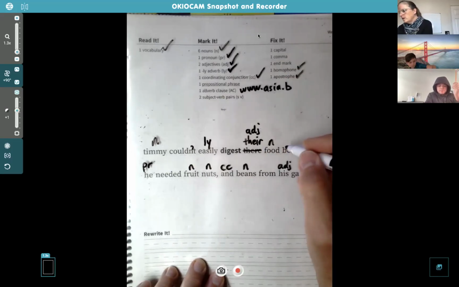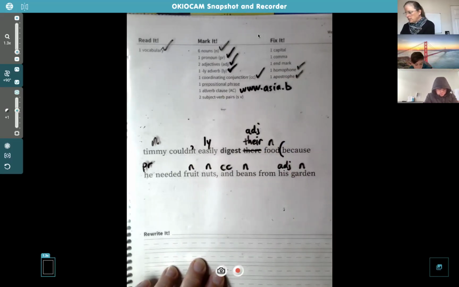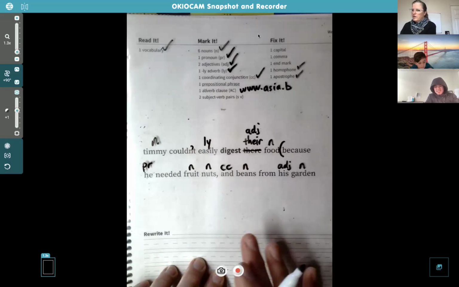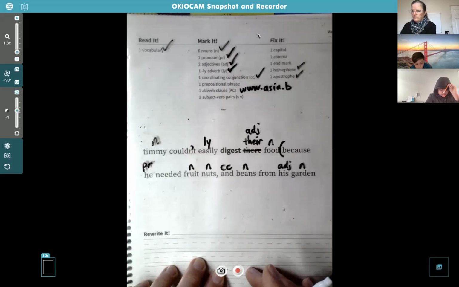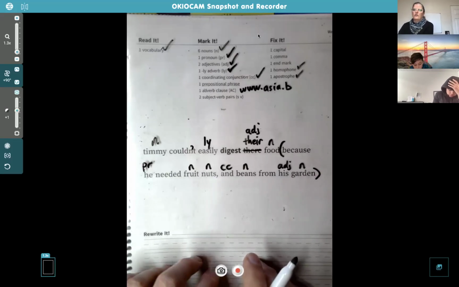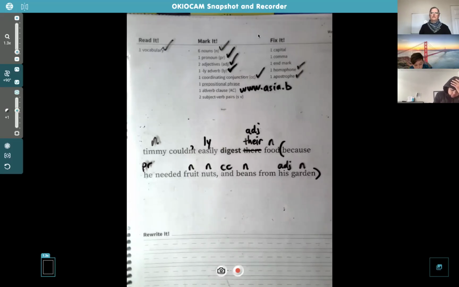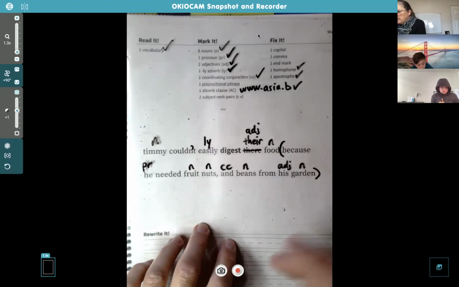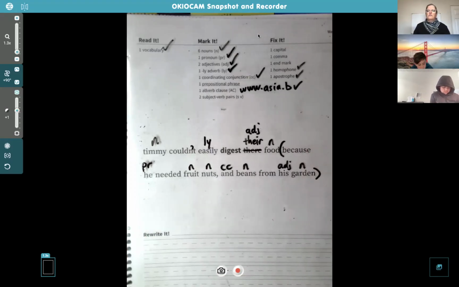Because. There you go. Good. So it starts there, and then do you know where it ends? After nuts. Keep going, all the way to garden. Yes, all the way to garden. Yep, it's going to include all that because he needed fruit, nuts, and beans from his garden. It's got to tell the whole reason. That's how you know where it ends. Okay, so check that. How about Sawyer?